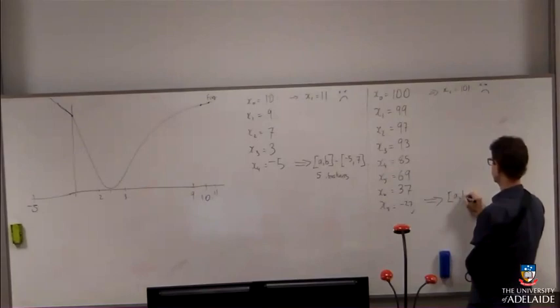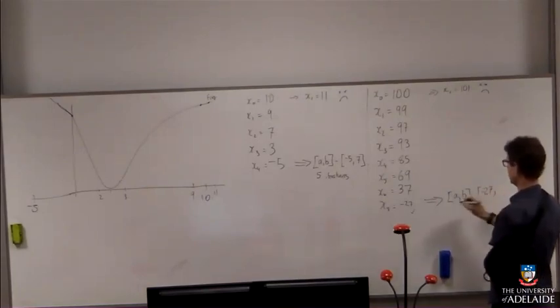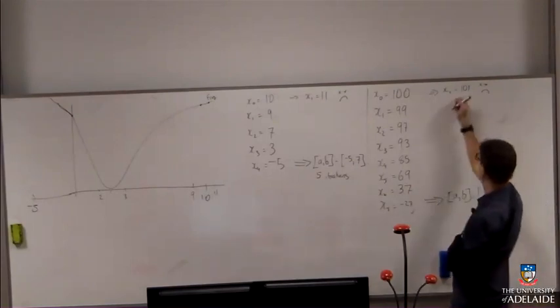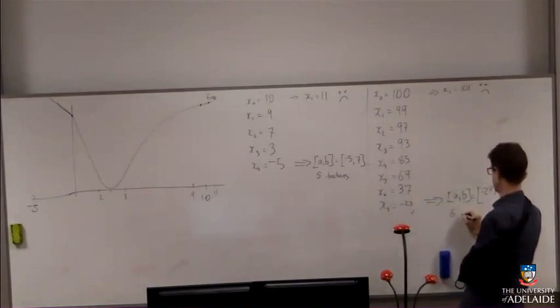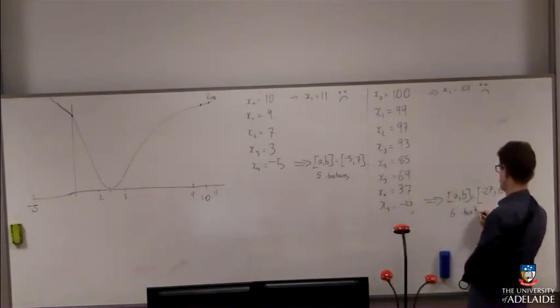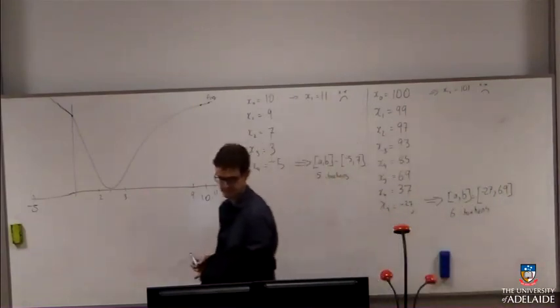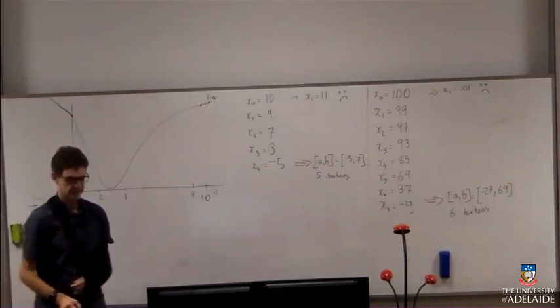And so my starting interval AB there would still be pretty large, negative 27 to 69. But how many iterations have I done? I've done 1, 2, 3, 4, 5, 6, 7, 8. Only 3 more than in this example, despite being miles and miles away.